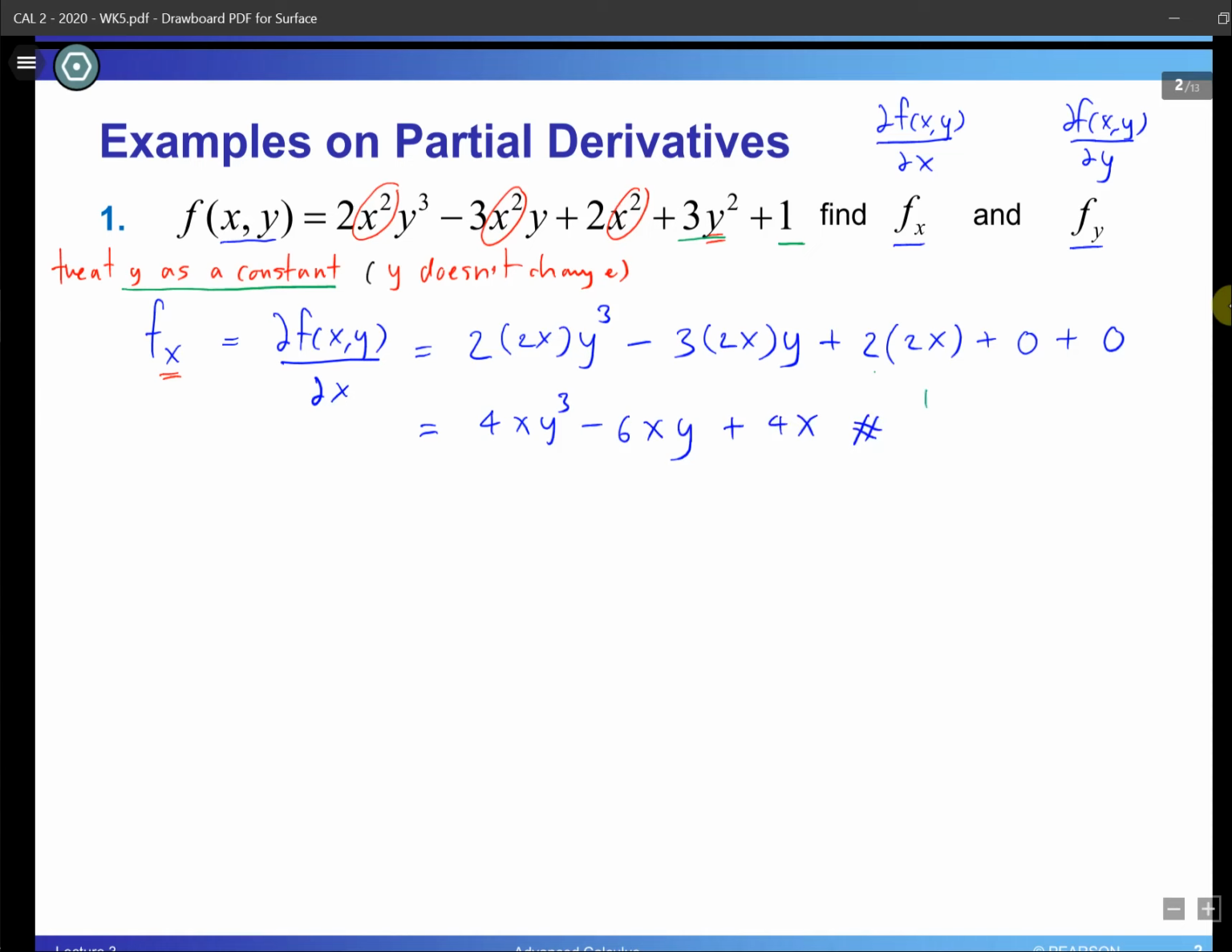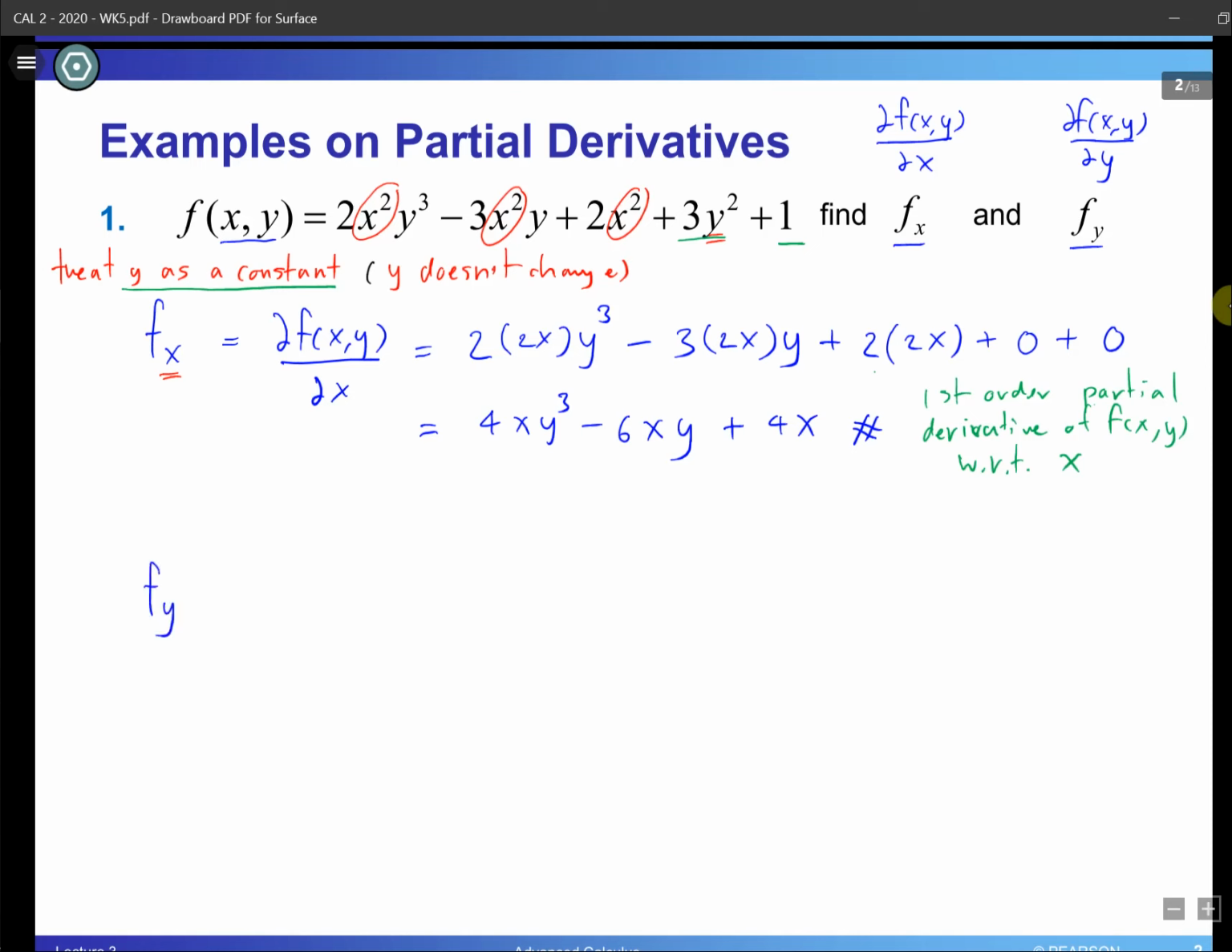This is the first order partial derivative of f(x,y) with respect to x only. Okay. Now that we have fx, let's find fy. Partial diff of f with respect to y.